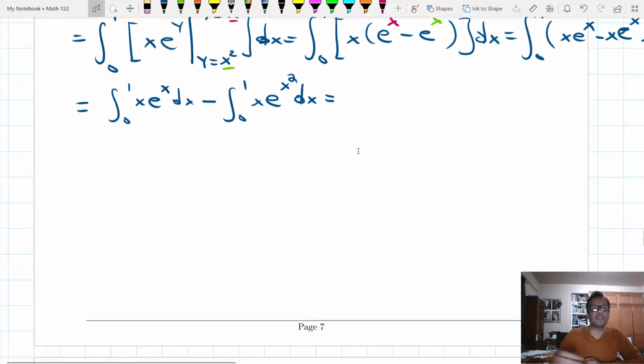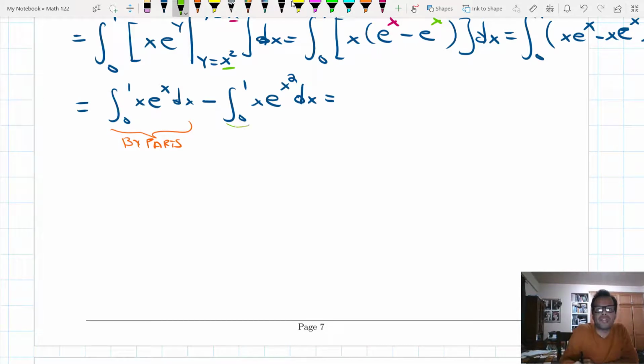Let me show you something. We are going to evaluate the first integral, number one, by parts. And the second integral, we evaluate it by substitution, using u substitution. All right, so this is what we're going to do here.